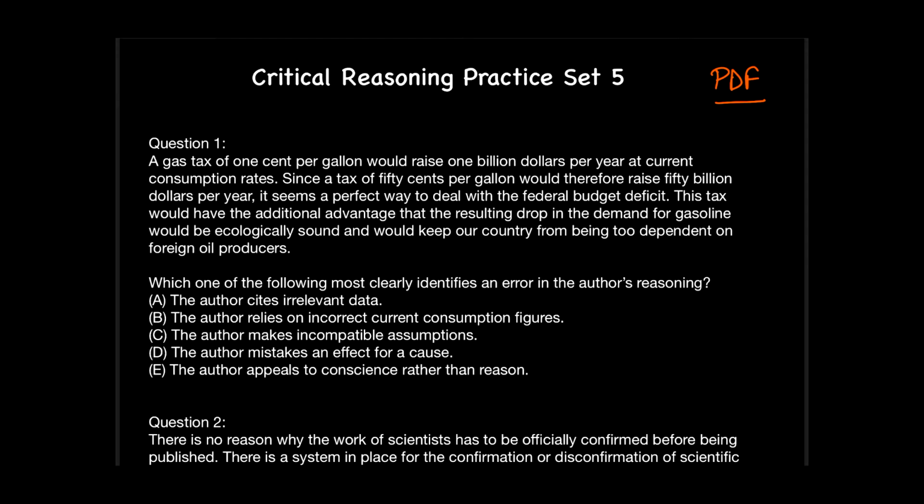The way or the reason I'm eliminating a particular option will help you in the upcoming critical reasoning questions as well. So let's start with question number 1. This question is very special, because it is not one of the very general types of question like weakening the argument, strengthening the argument, conclusion, cause and effect type. This is a special question where you have to identify an error in the author's reasoning. So this is something very different from the ones which we have practiced.